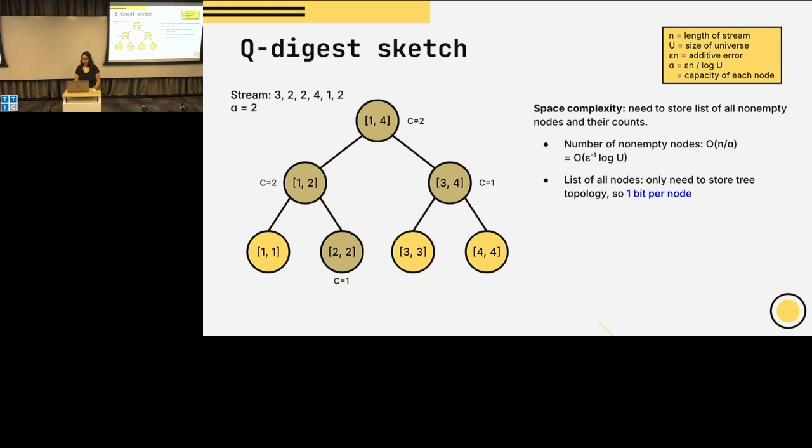The list of nodes only takes one bit per node to store.